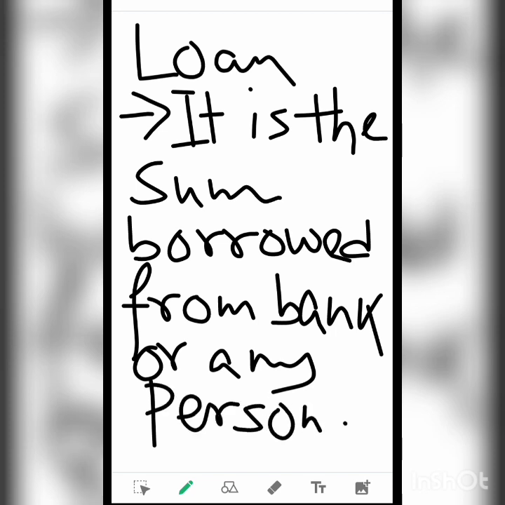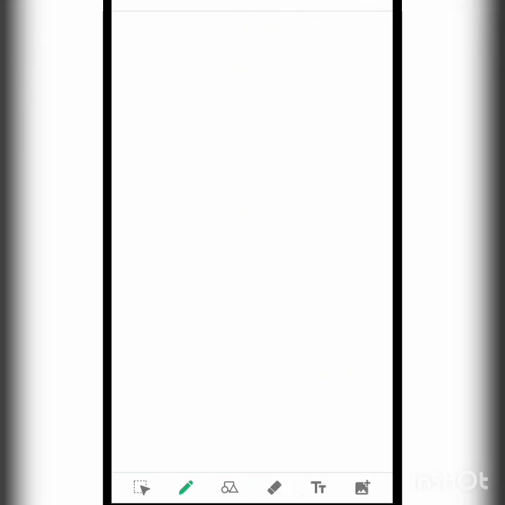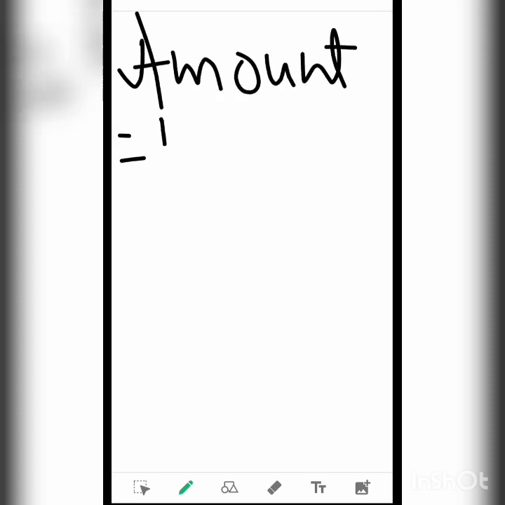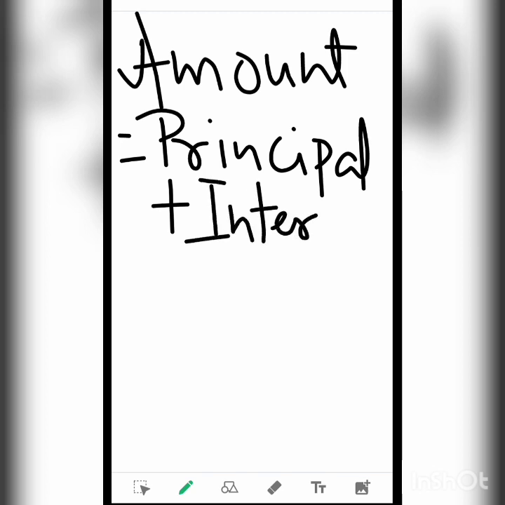And there is another thing that we are also going to solve, that is called amount equals principal plus interest. Actually, principal is the amount of loan, interest is the extra money that we are paying, and amount is the money that we are paying together with the loan amount and the extra money called the interest.